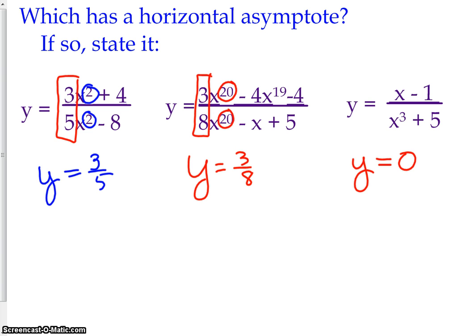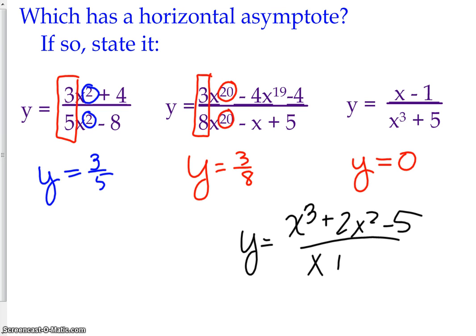So if I had a problem like this, y equals, let's call it, x to the third plus 2x squared minus 5, divided by x plus 1, okay? Well, this one I can just look at and say, you know what? It's actually not going to have a horizontal asymptote.